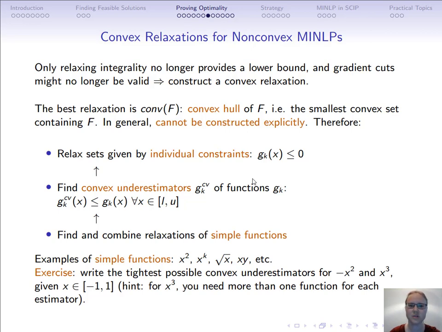And here I want to suggest an exercise. Consider two such simple functions, minus x squared and x cubed, and I suggest that you try to write convex underestimators for these functions, given that x is within the bounds minus 1 and 1.